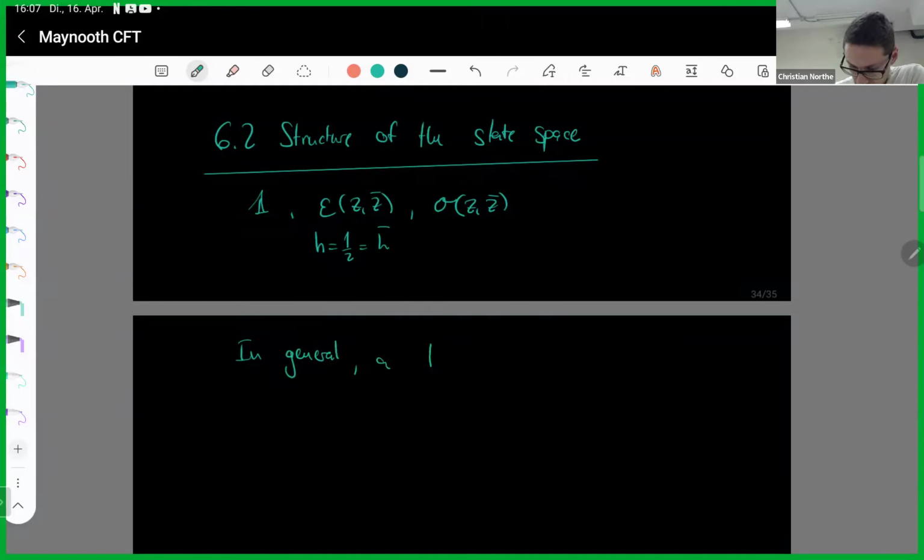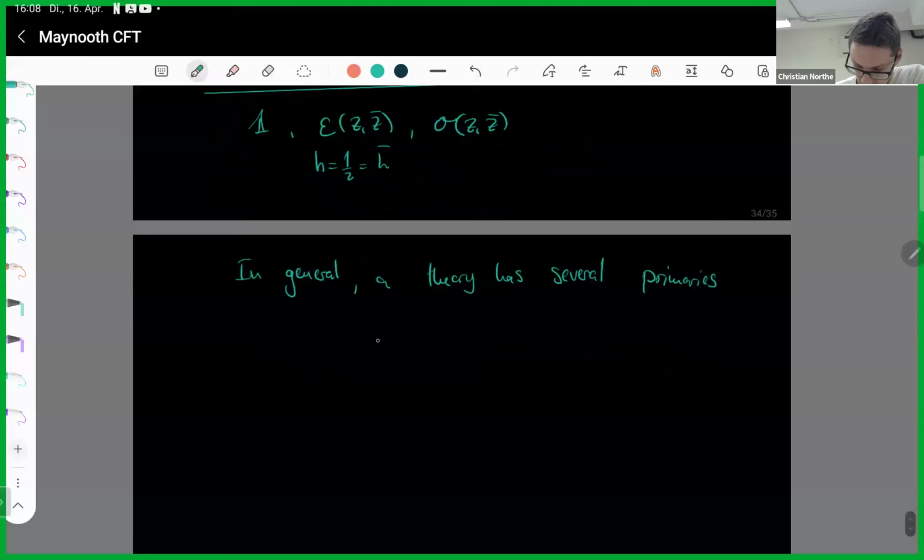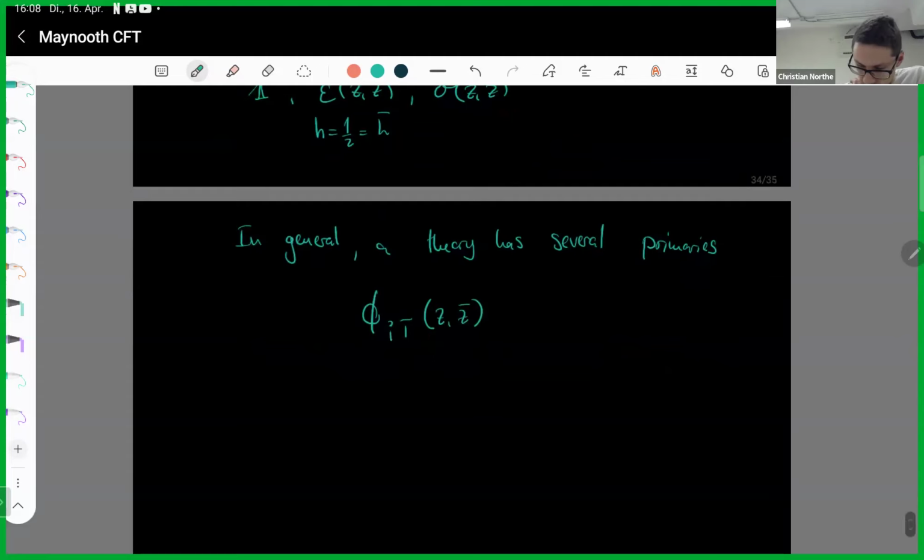And in general, a theory has several primaries. Let's call them phi I, I bar. So this depends on z and z bar. And the Hilbert space of the full CFT needs to basically know about every single representation for the holomorphic and anti-holomorphic sector.